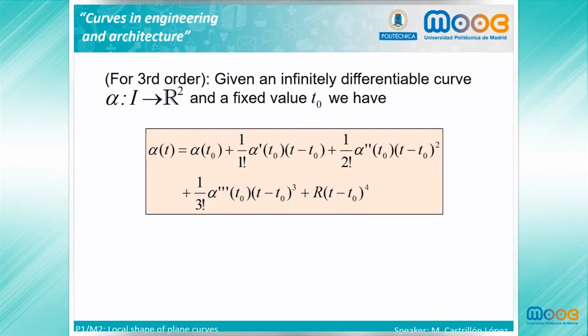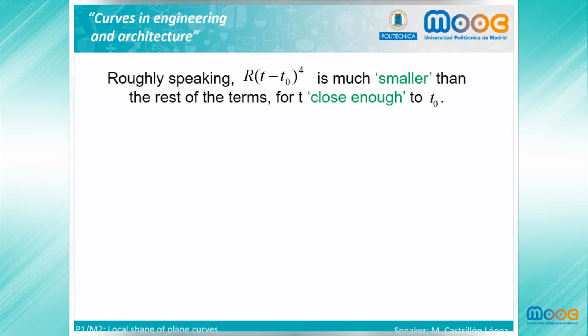That is, the first four terms are a polynomial in t, and the last term is an extra expression such that this limit is satisfied. The interpretation of that last term is as follows. Roughly speaking, this term is much smaller than the rest of the terms for t close enough to t0. This statement, for t close enough to t0, is not quantitative, and that's the reason our study is going to be just qualitative.